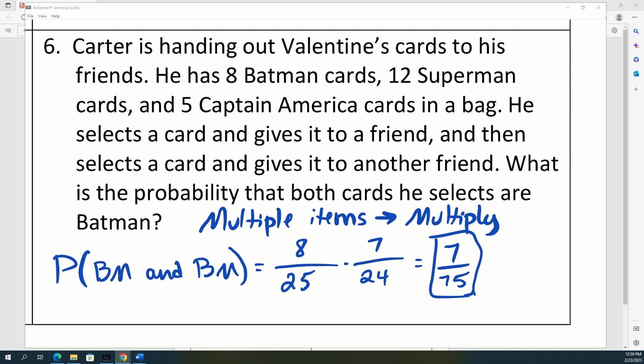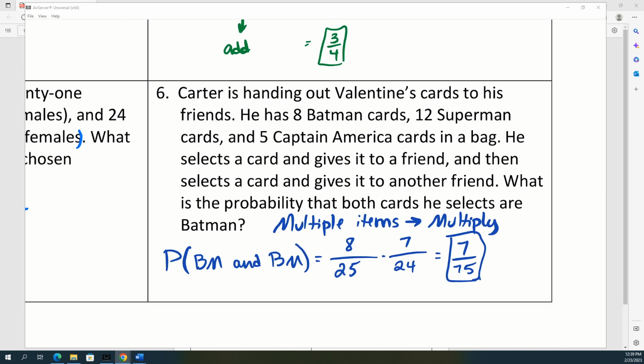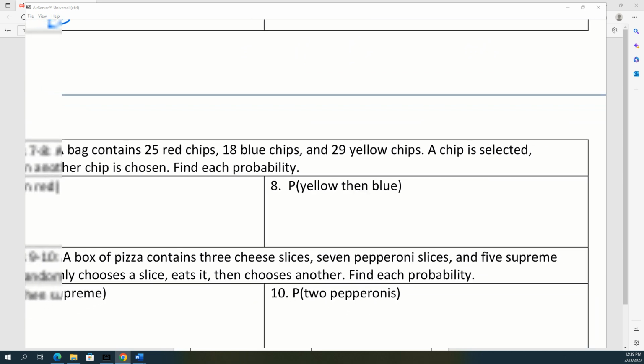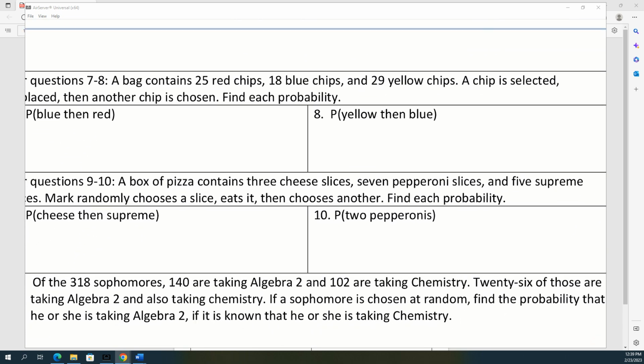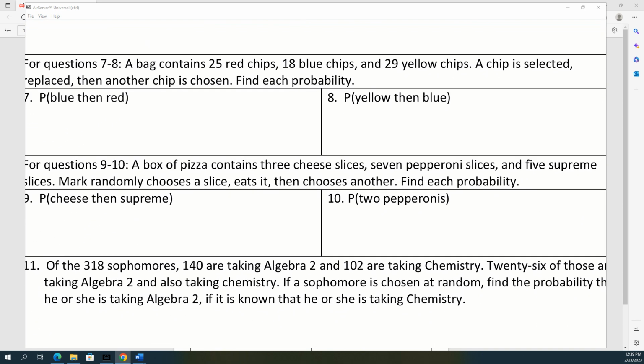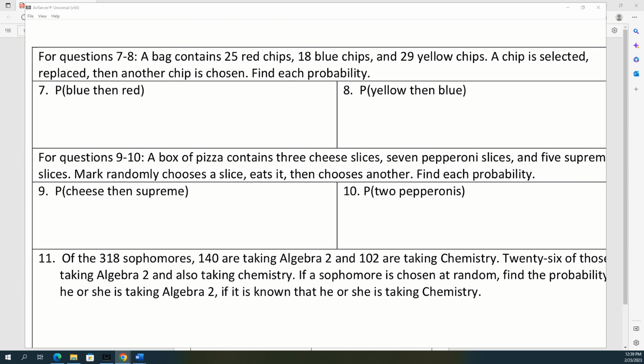Okay, let's look at these chips. I guess they're like poker chips. A bag contains 25 red chips, 18 blue chips, and 29 yellow chips. A chip is selected, replaced, and then another chip is selected. And we're going to find each probability.